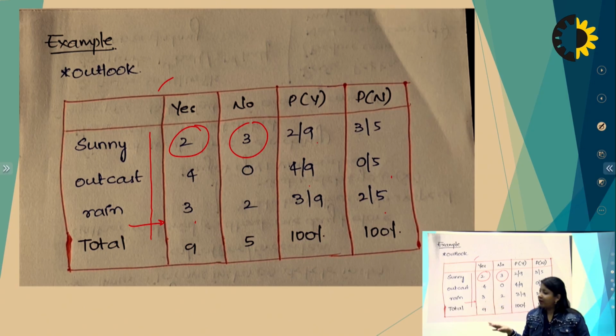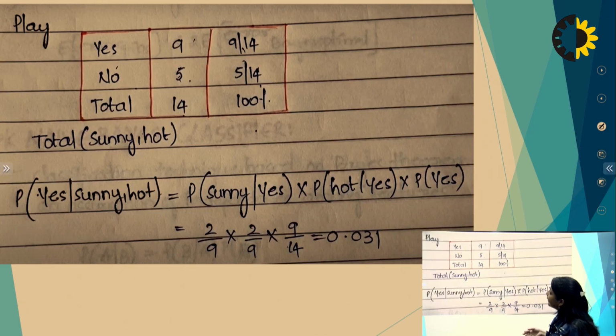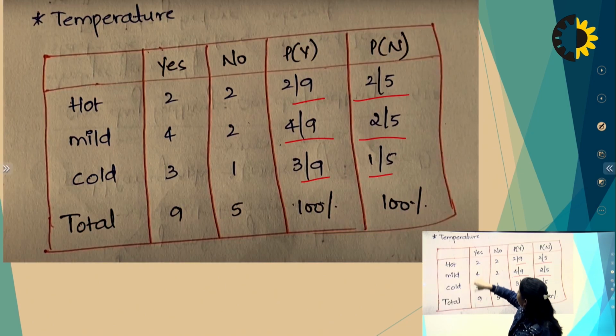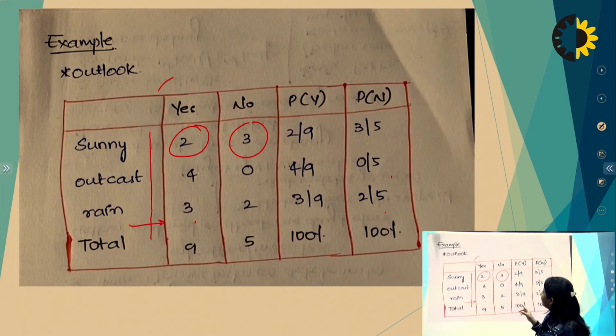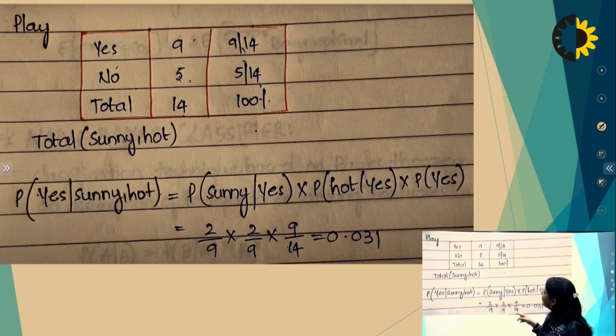So this is for the first attribute, and for the second attribute, hot, mild and cold: 2 by 9, 2 by 5 for yes or no, and 4 by 9, 2 by 5. This will be the probability. Next we will combine it for sunny and hot. So the total yes for sunny and hot will be 2 for sunny and 2 for hot, which is 4.